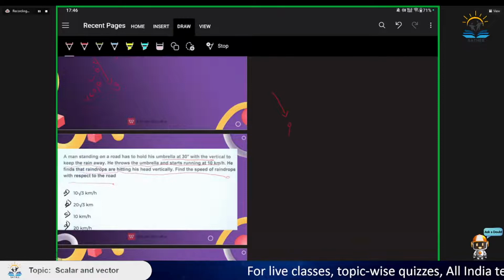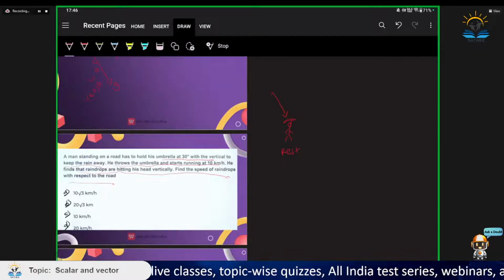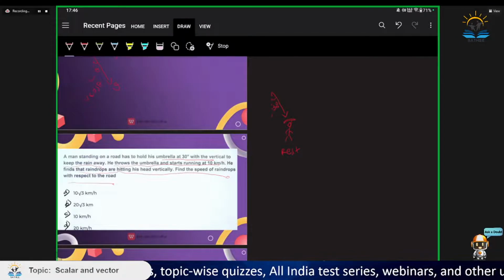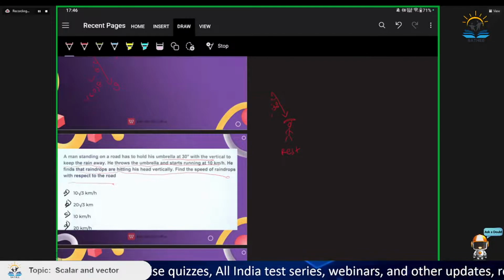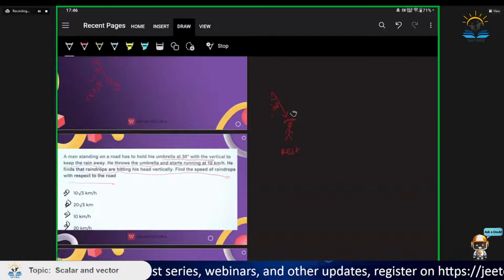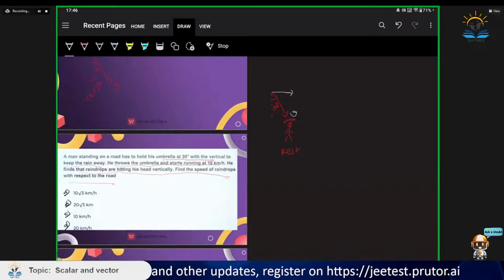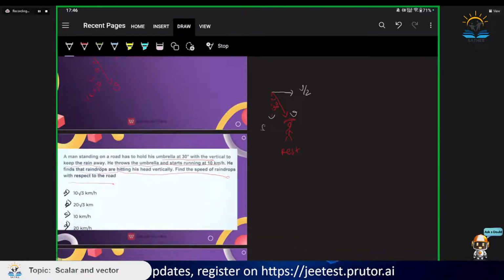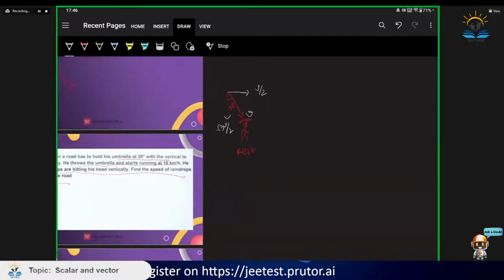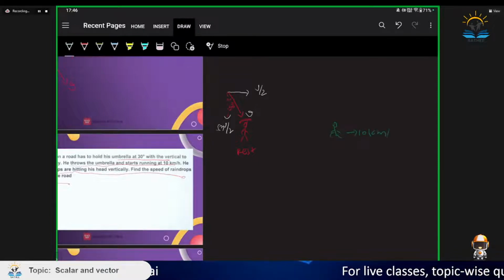In the first case, he's having an umbrella and he's at rest, making 30 degree with the vertical, right? Suppose the velocity of raindrop is V, then its horizontal component will be V sine 30, that is V by 2, and vertical component will be root 3 by 2 V. This is the first case. In the second case, he started running with a speed of 10 kilometer per hour, but rain is falling directly.